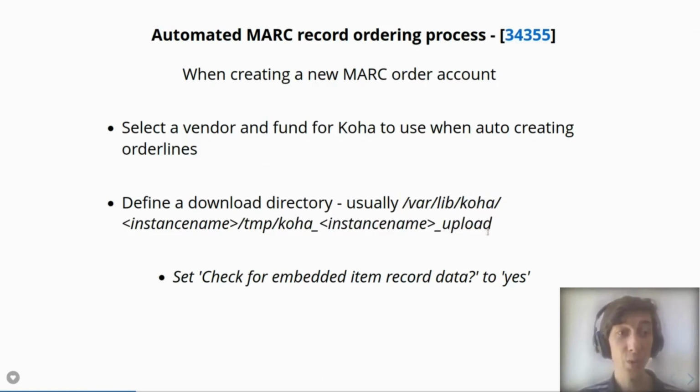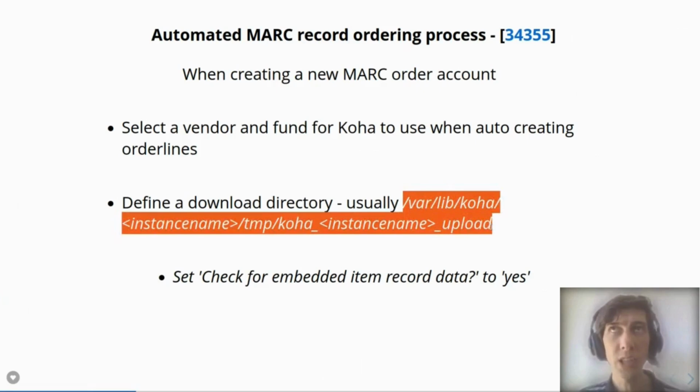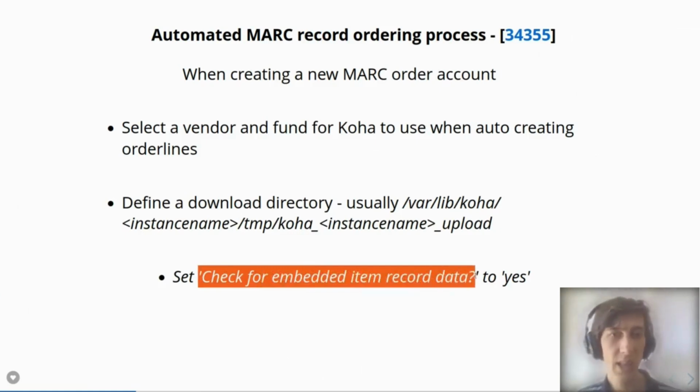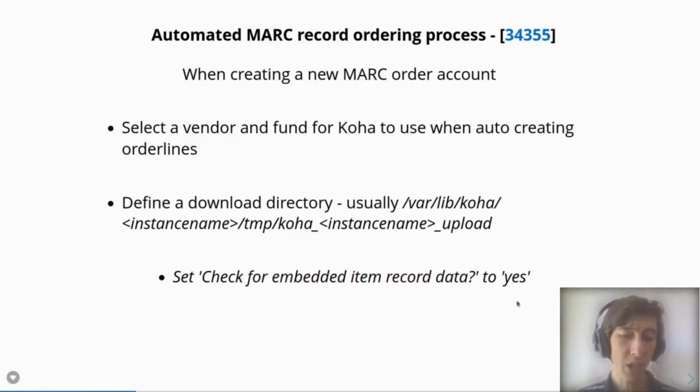So we've put in here what this file path will usually be. Where we've got less than, instance name, greater than, that might be something that you also need to check with your Koha support vendor if you don't know what your Koha's instance name is on the server. It's a server technical setting. And one of the options while creating this account is check for embedded item record data. You want to set that to yes, because you want to be able to correctly count up how many item records should be added to the acquisition basket.